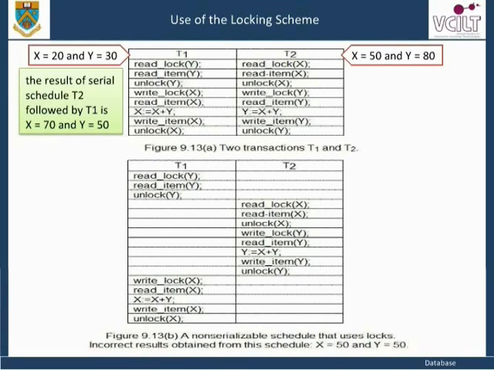Figure 9.13b shows an example where, although the multiple mode locks are used, a non-serializable schedule may still result. The reason for this non-serializable schedule to occur is that the items y in T1 and x in T2 were unlocked too early. To guarantee serializability, we must follow an additional protocol concerning the positioning of locking and unlocking operations in every transaction. The best-known protocol, two-phase locking, is described next.